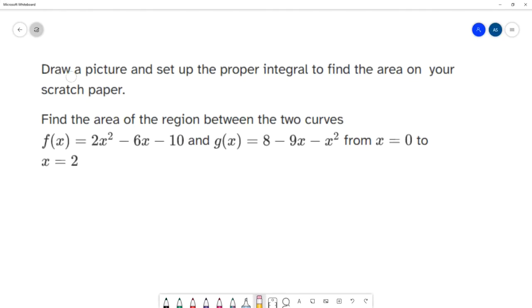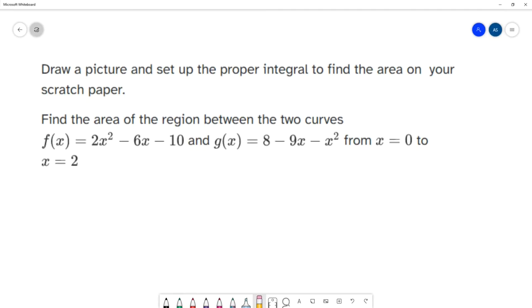For this question, we want to draw a picture, set up the proper integral, and find the area on your scratch paper. We want to find the area of the region between the two curves, f of x equals 2x squared minus 6x minus 10, and g of x equals 8 minus 9x plus x squared, from x equals 0 to x equals 2.